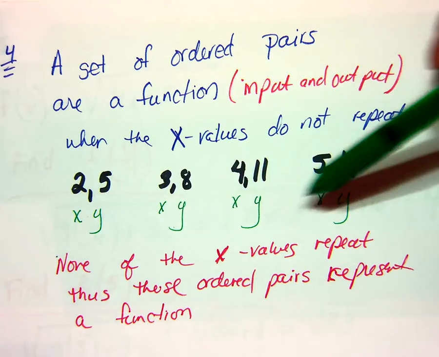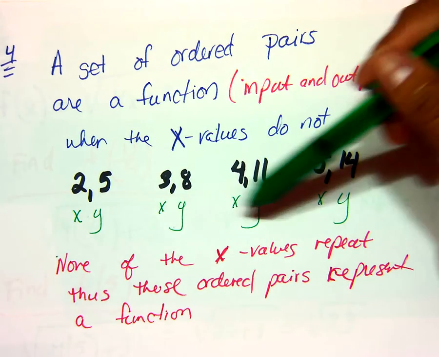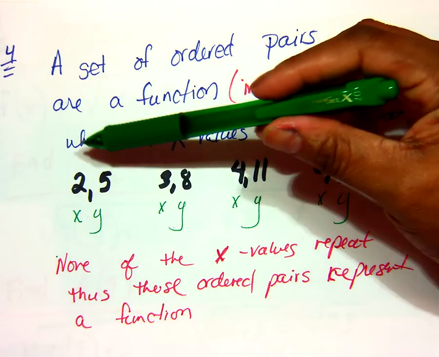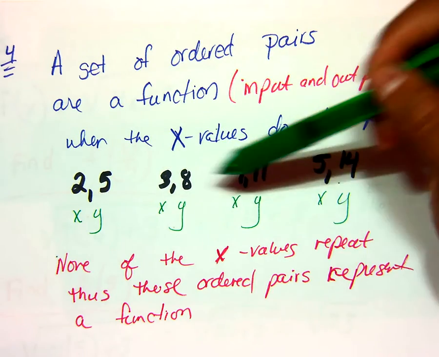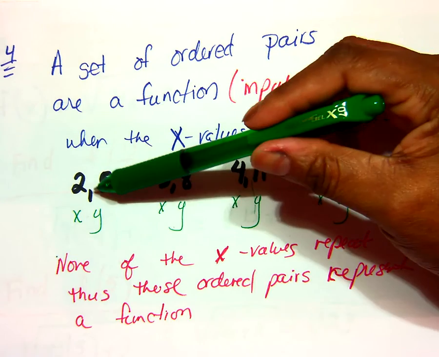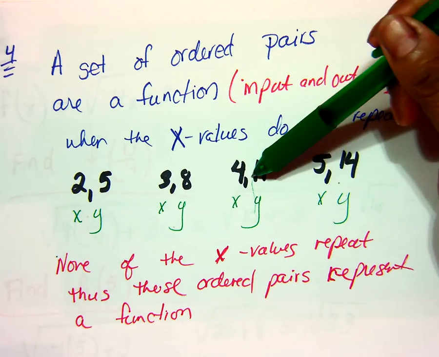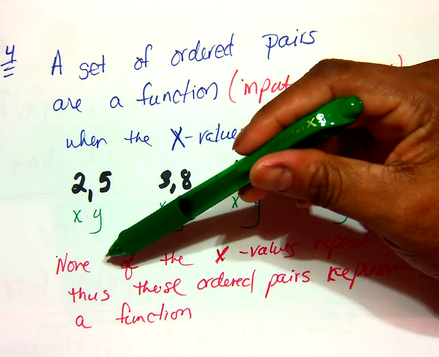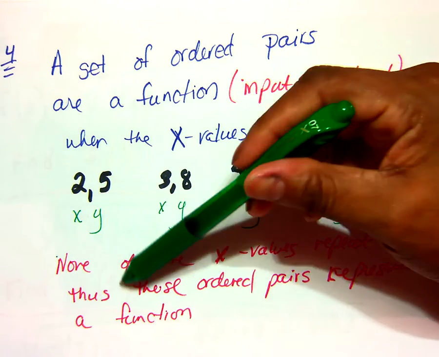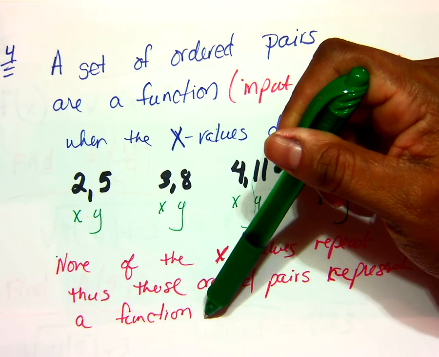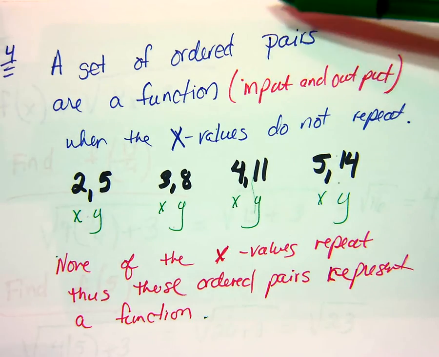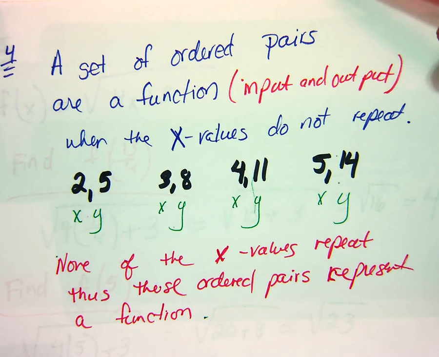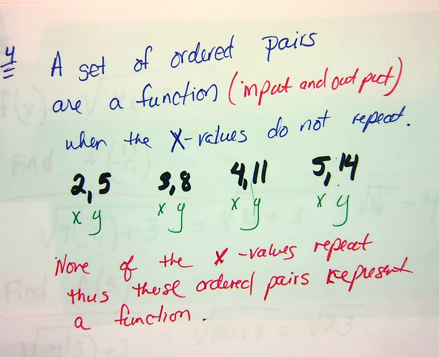I'm a visual learner, so notice how I actually have to label each one of these. Now notice that none of your x values repeat themselves. So you got 2, 3, 4, and 5. Because none of the x values repeat, that makes these ordered pairs a function. So again, ordered pairs are considered a function when the x values do not repeat.